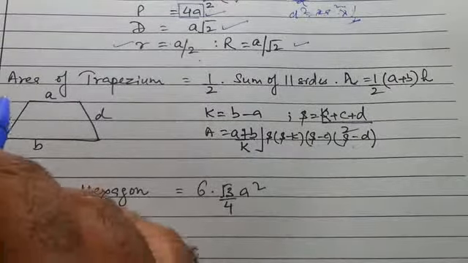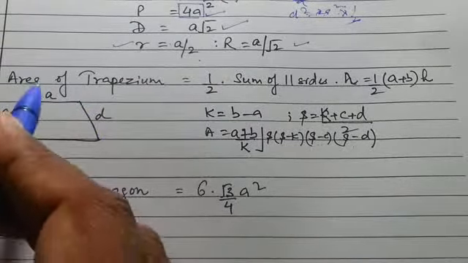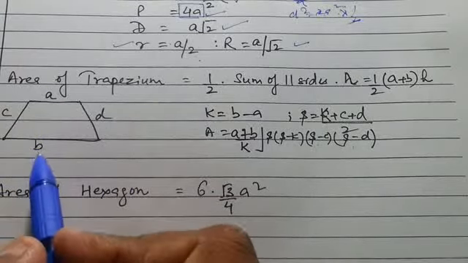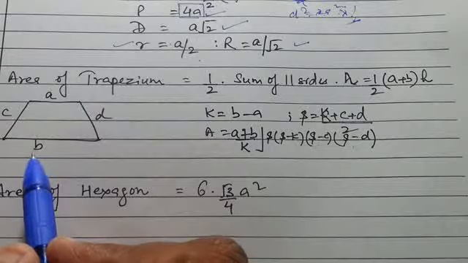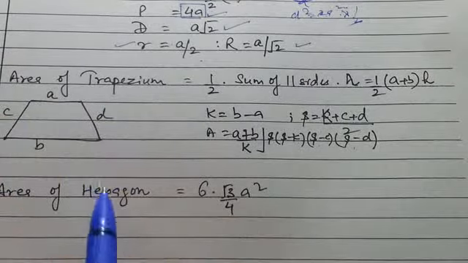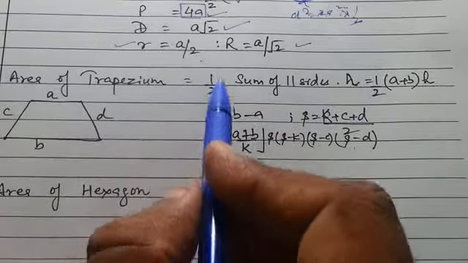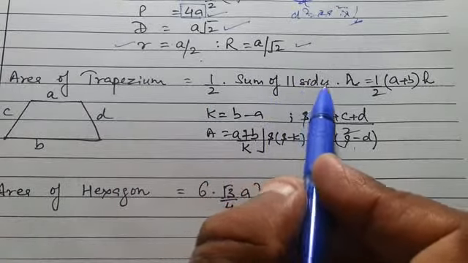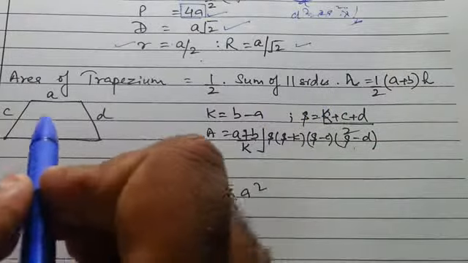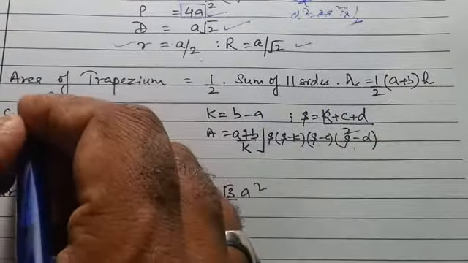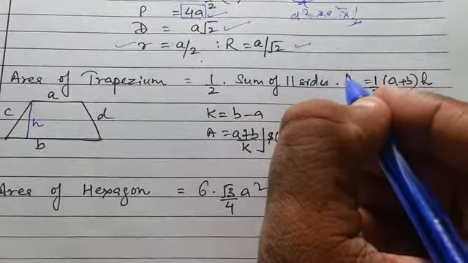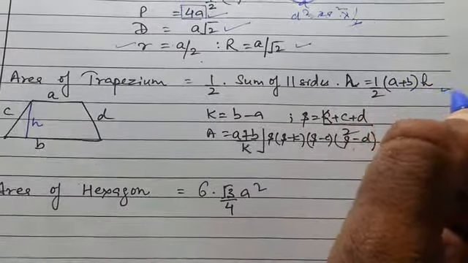So we have the trapezium as one of the figures in which two sides are parallel and two sides are non-parallel. So a, b are, let us say, parallel sides of different length. They may be of different length, they may not be. And c and d are non-parallel sides. So the area of a trapezium is half into the sum of parallel sides into the height. It is written over here.